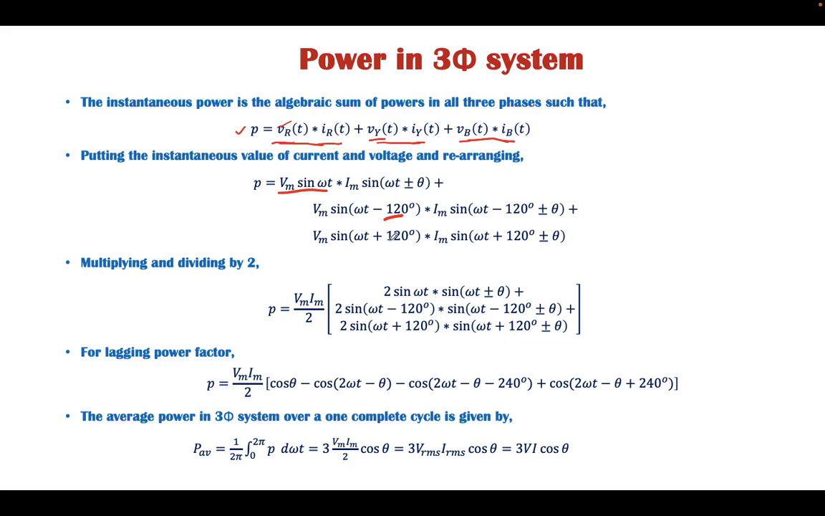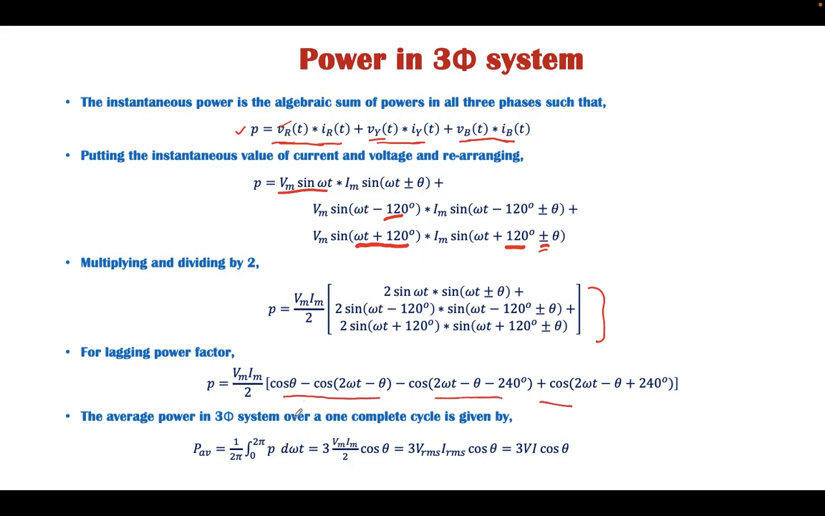Similarly, for the third phase, the phase displacement is either minus 240 degrees or plus 120 degrees for voltage. Similarly, for current, it is plus 120 degrees or minus 240 degrees, and the angle is again taken as plus minus theta. Now, simplifying this trigonometrical function and taking Vm Im by 2 as common, the resultant factor will be this, and further simplifying, the simplified version will be this one.